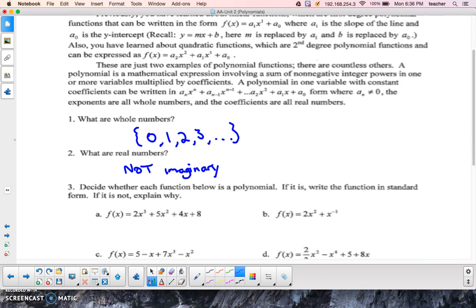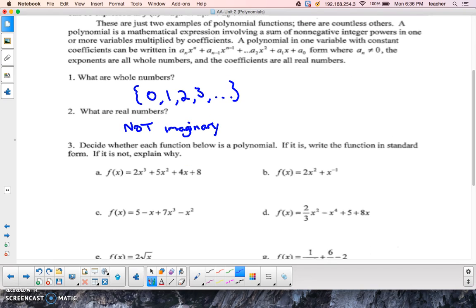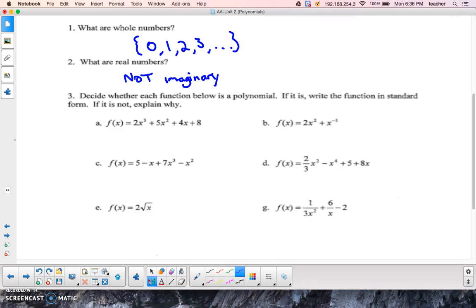So let's look at a couple of these and decide whether they're a polynomial. We're going to look at a few, and then I'm going to ask you to do the others on your own, and we'll talk about the answers in class. If we look at letter A over here, our test is whether we have whole numbers as the exponents, and I'm looking at the exponents, and they are all whole numbers. Don't forget that the exponent, when there isn't one, is a 1. And the coefficients, the numbers in front of the letters, those are all real numbers. That makes this a polynomial.